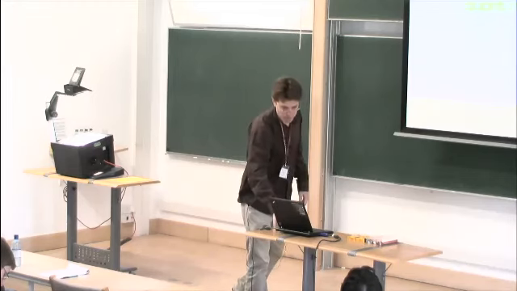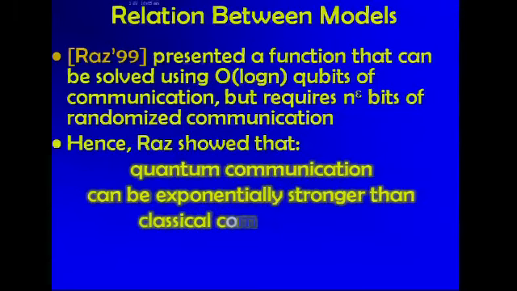So in other words, Raz showed that quantum communication can be exponentially stronger than classical communication. Now that doesn't mean that all problems are exponentially faster with quantum communication. Otherwise we would really have a good reason to build a quantum internet and things like that. It's just that certain problems are much faster.